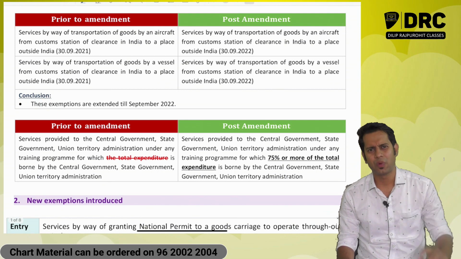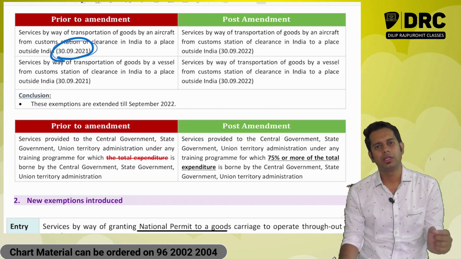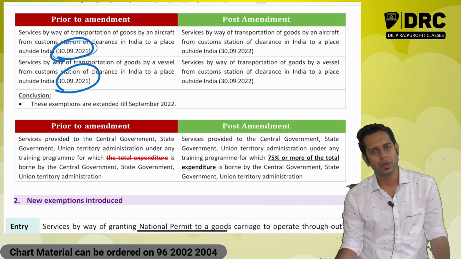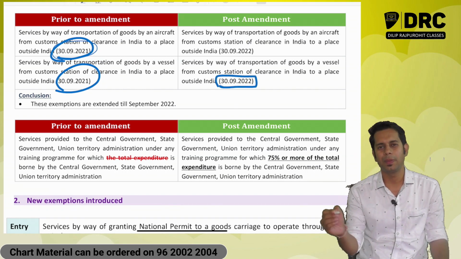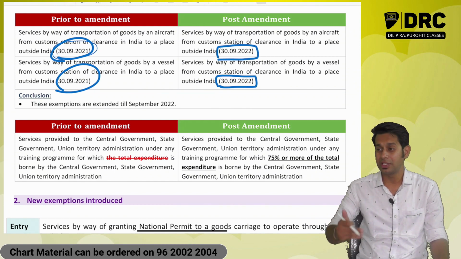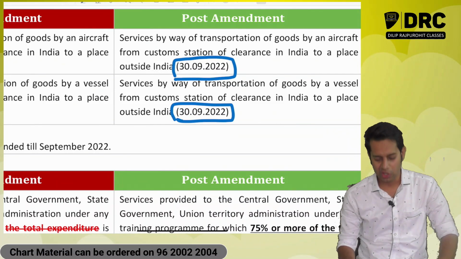There are some existing provisions for which the due date was 30th September 2021. Now the due date has been extended to 30th September 2022. Which are those different exemptions for which the extension is till 30th September 2022?